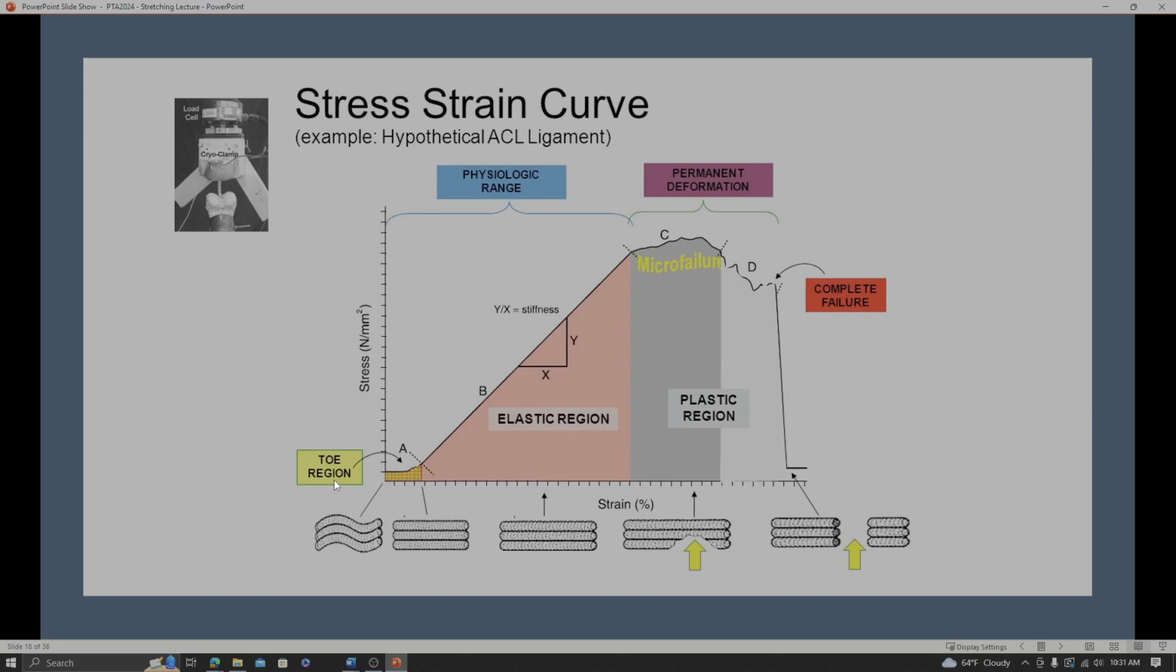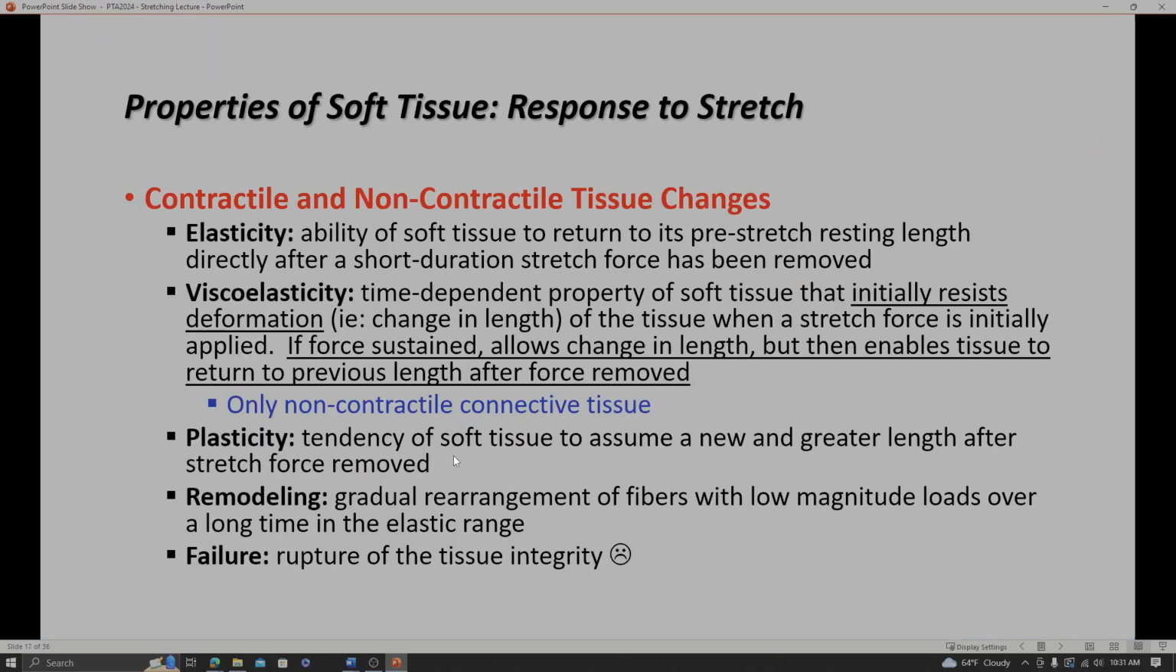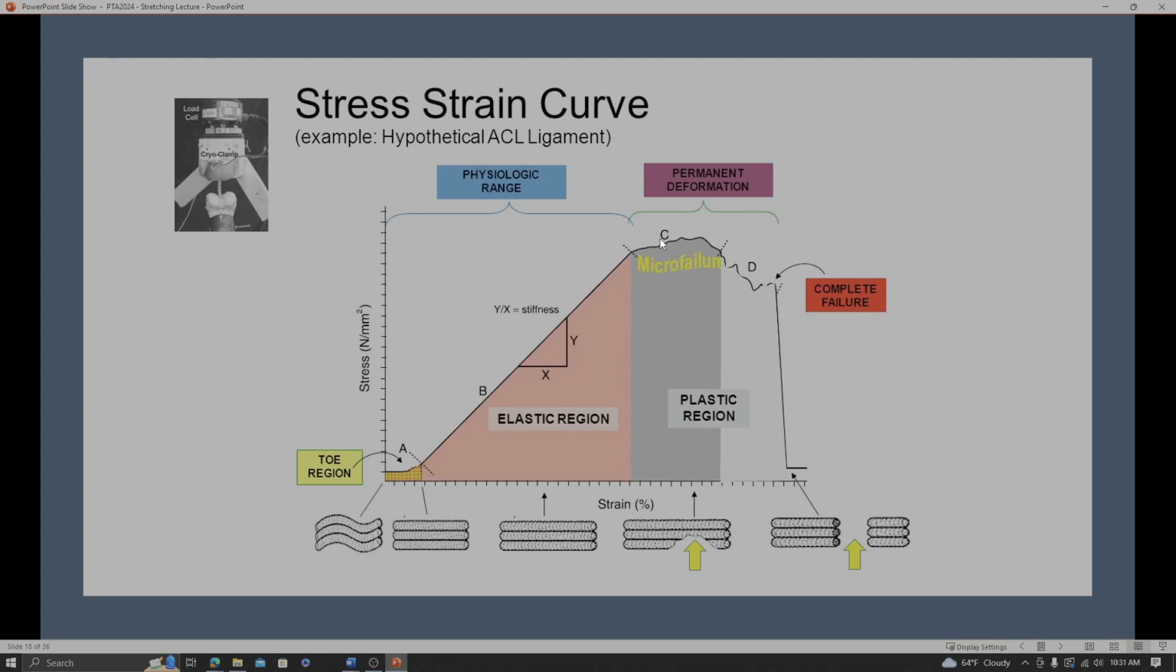Remember the idea of plasticity, right? Tendency of these tissues to assume new and greater length over time, right? So if I'm trying to achieve greater length in the plastic region of this ACL ligament because it's too tight, right, which is restricting movement, I need to get it to this degree of the plastic region and hold it within that area to incur a certain level of microfailure, just microfailure.